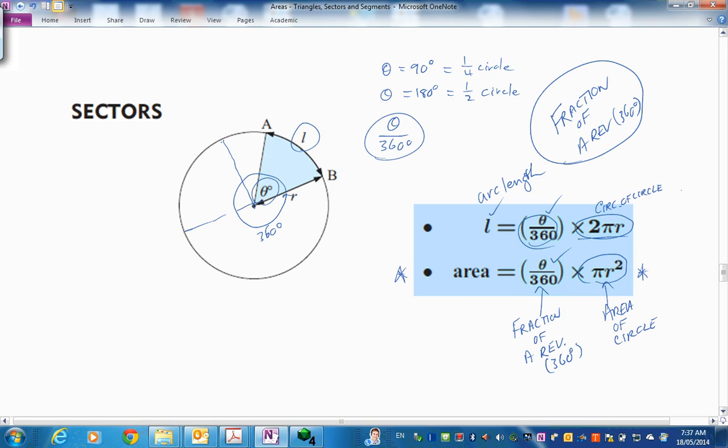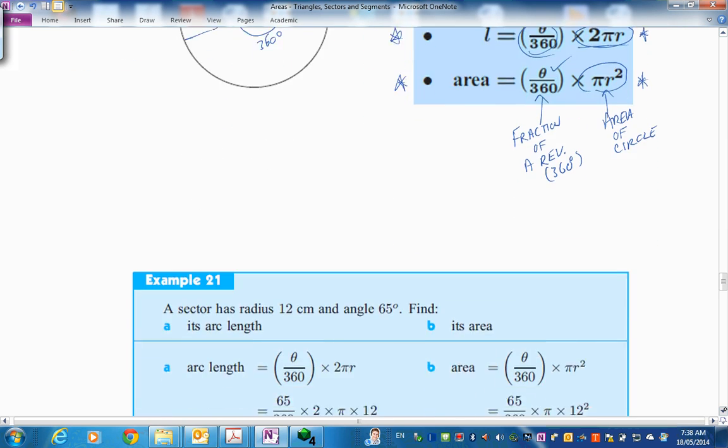It's good if you can write these formulas down and plug into them in copy or monkey fashion, if you like. But hey, wouldn't it be nice to understand how it works? And that's all it is. It's saying whether we're looking at the arc length or the area of that sector, then it's a certain fraction, a fraction of a revolution, times either the circumference or the total area of the circle. Do you get it? Okay, write down the formula so you've got it handy. Let's go down and have a look at an example.